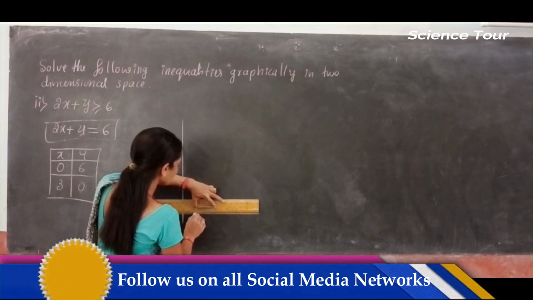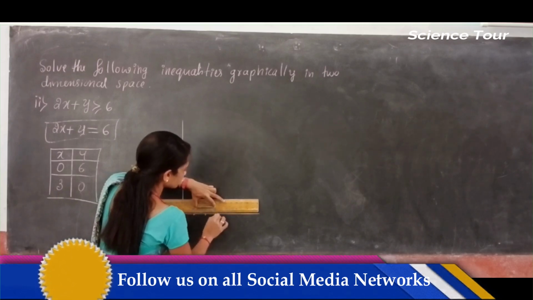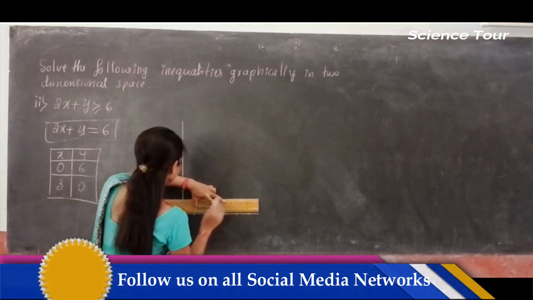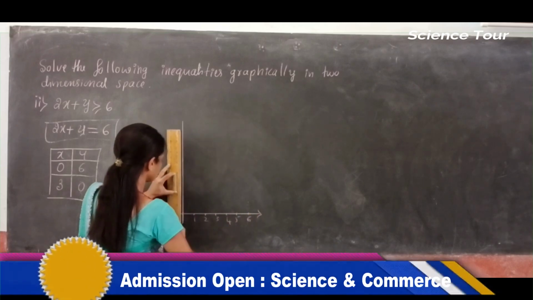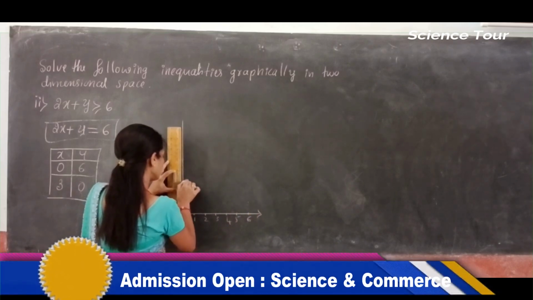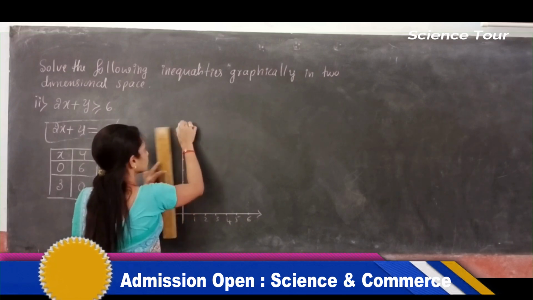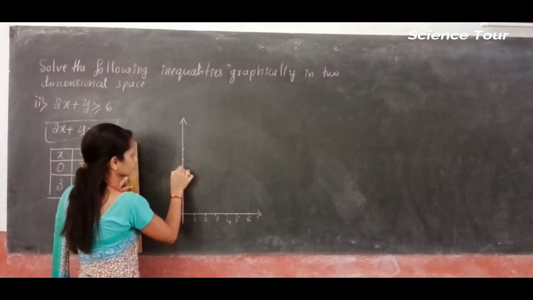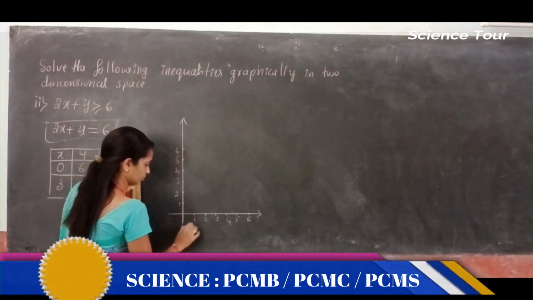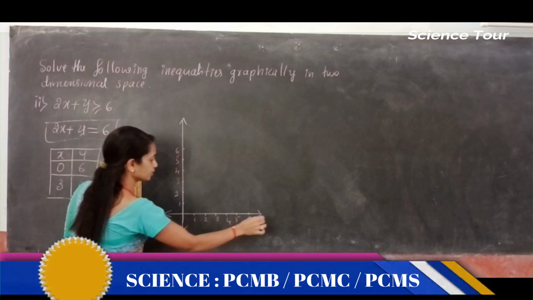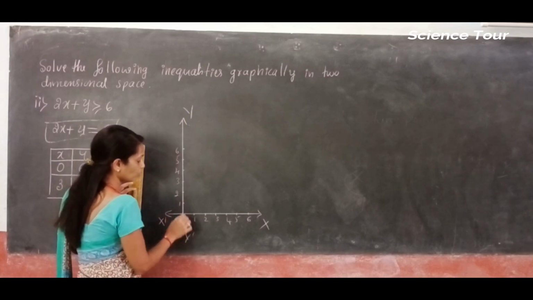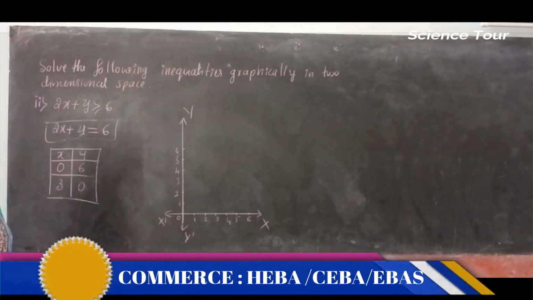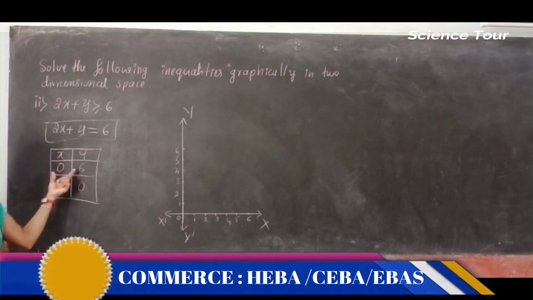On both axes mark points at equal distances. Okay, 1, 2, 3, 4, 5, 6. Up to 6 is enough, and on the y axis also 1, 2, 3, 4, 5, 6. And you have to write the name of both axes, x axis is XOX dash and y axis is YOY dash.